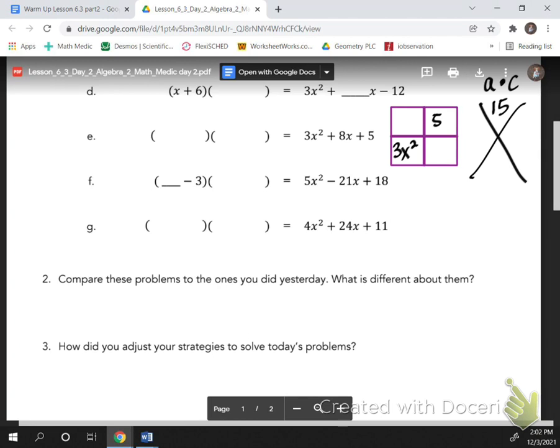I still put B in the bottom of my diamond. So 8. And then we're asking ourselves, what times what gives me 15 but adds to the 8? 3 and 5. Now, this is what I'm going to put into my box. So I'm going to write 3x, 5x. And now we just figure out the outside. So it's going to be 3x, x, 1, 5.